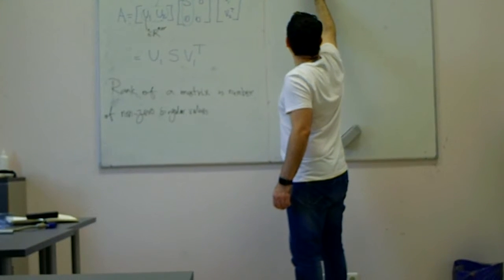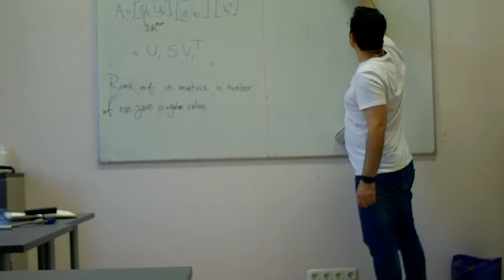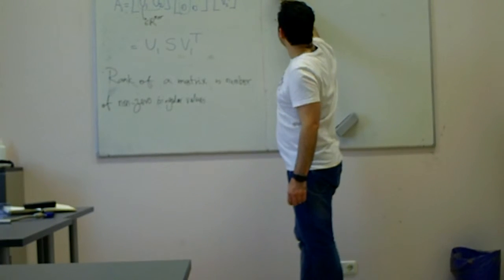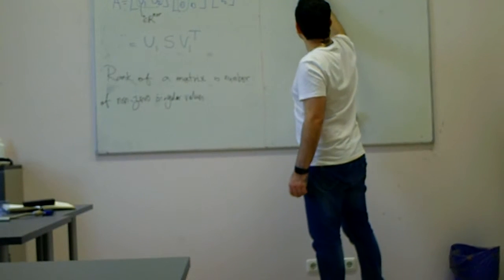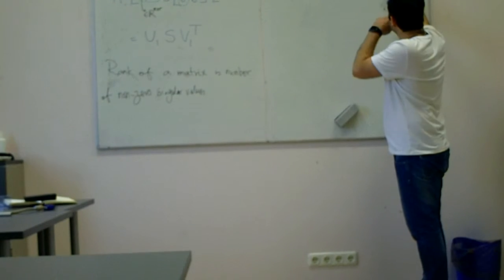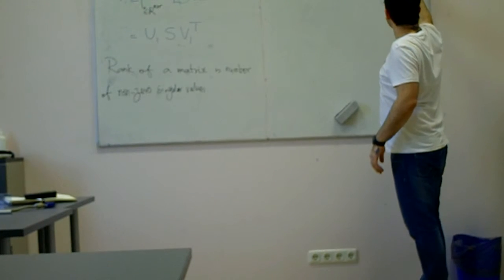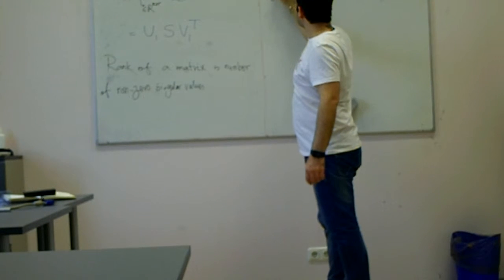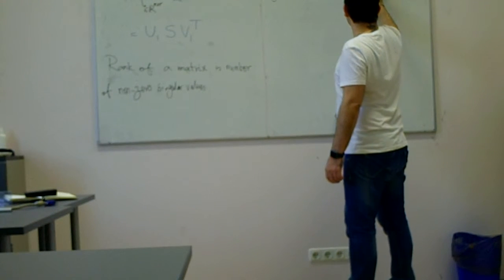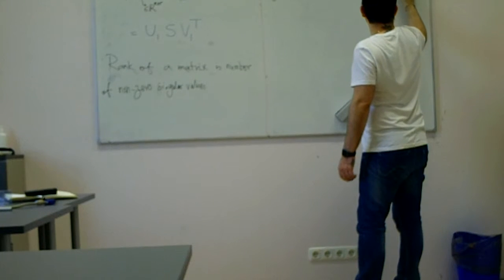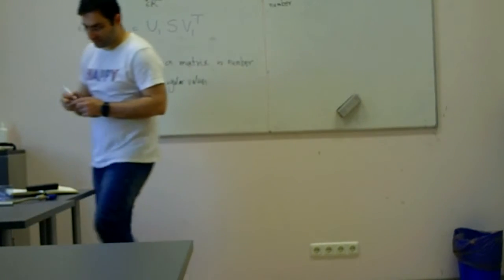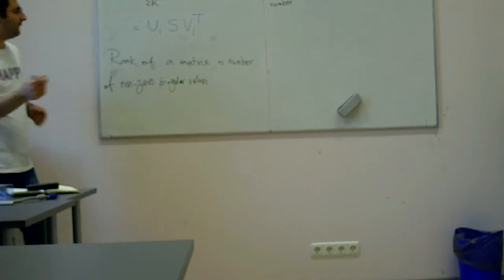For a matrix A, the ratio of the biggest singular value over the smallest singular value will result in something which we call a condition number. And we show it with kappa.